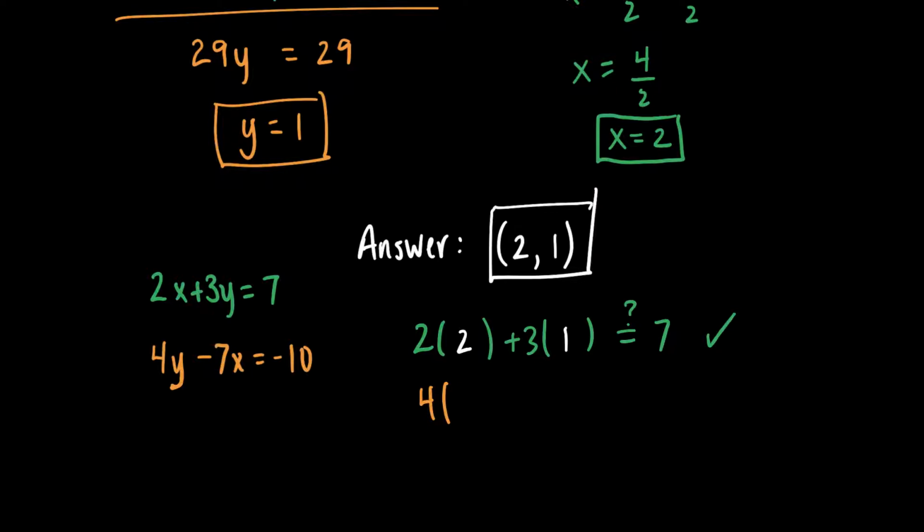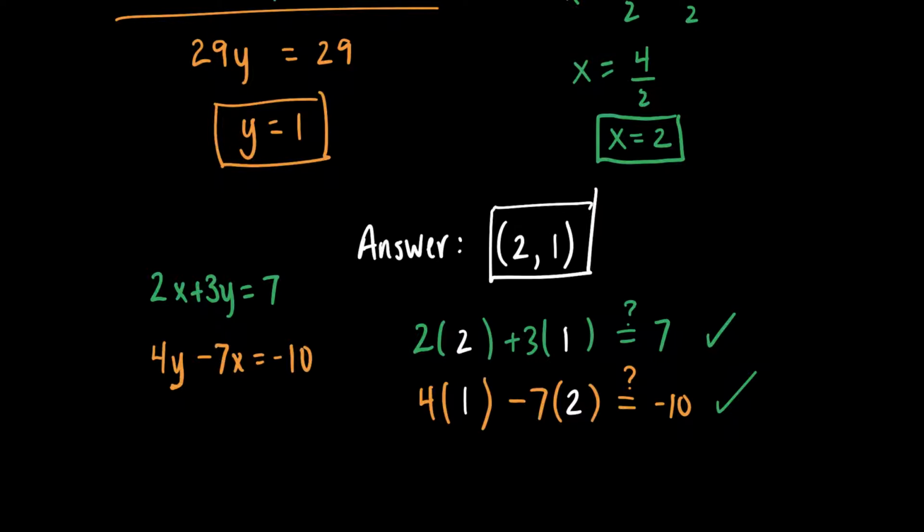4 times y, which is 1, minus 7 times x, which is 2. Is that actually equal to negative 10? So 4 times 1 is 4, minus 7 times 2 is 14. So 4 minus 14 is negative 10. That works as well. So you know this works.